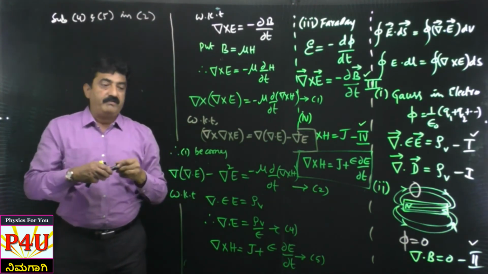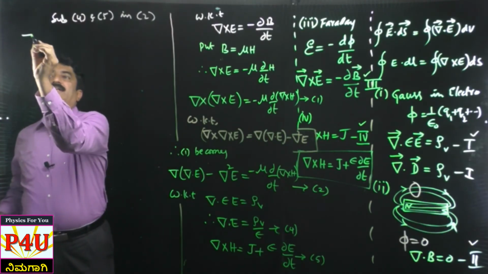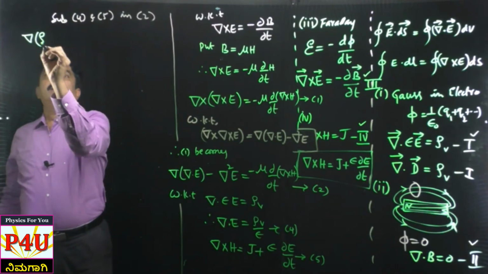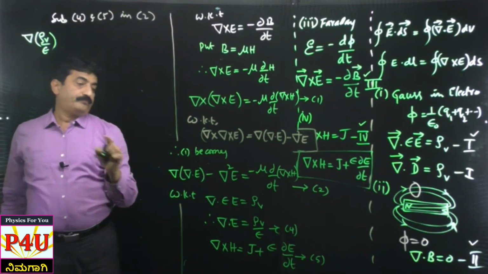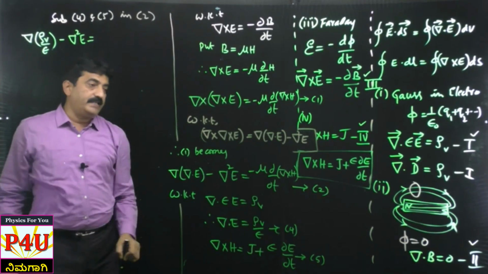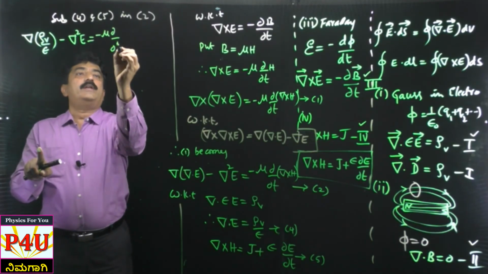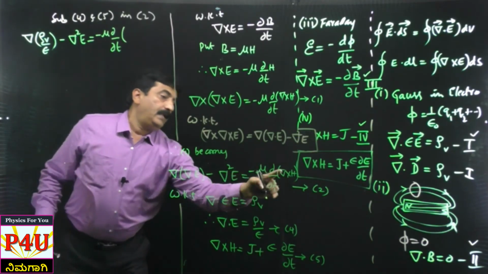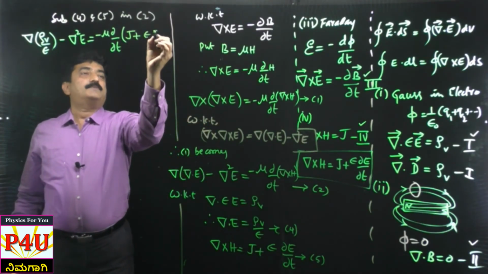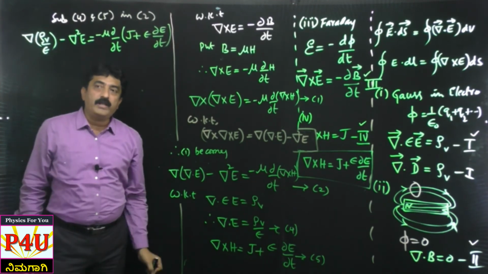Equation 2, what we will get? Del dot E, that is del of del dot E, is rho V divided by epsilon, minus del square E. It is equal to minus mu dou by dou T of del cross H, which is already available, J plus epsilon dou E by dou T. I hope you are following.